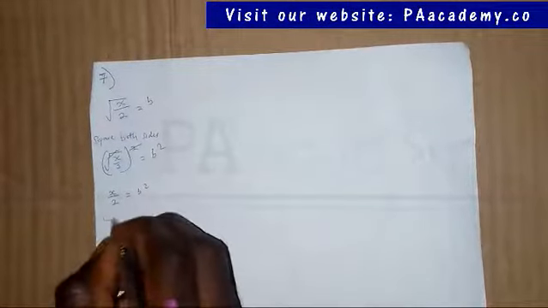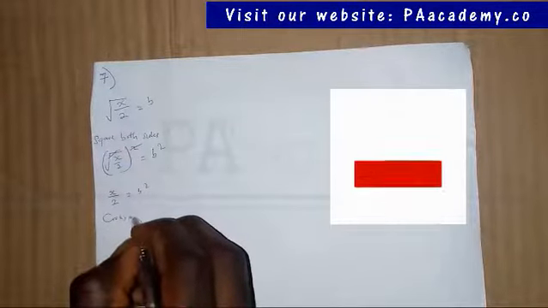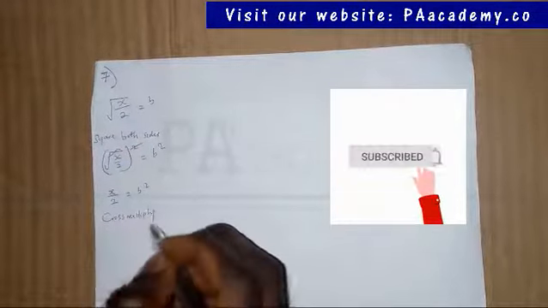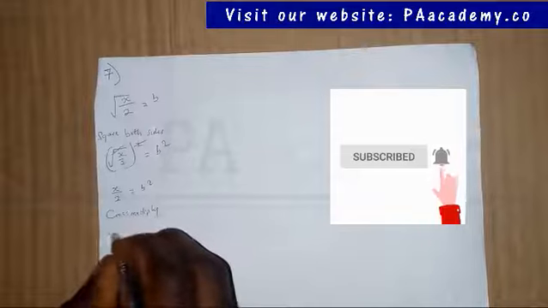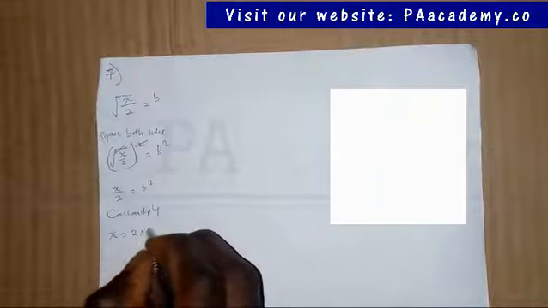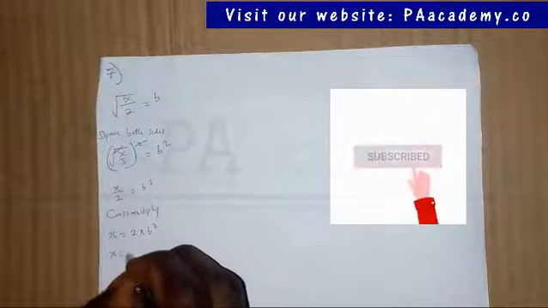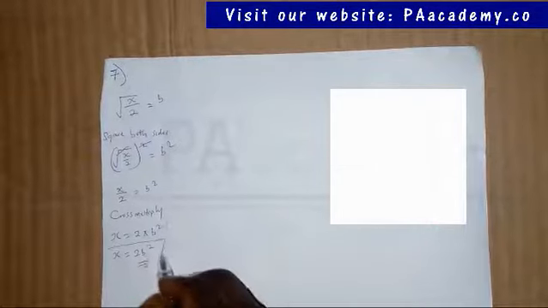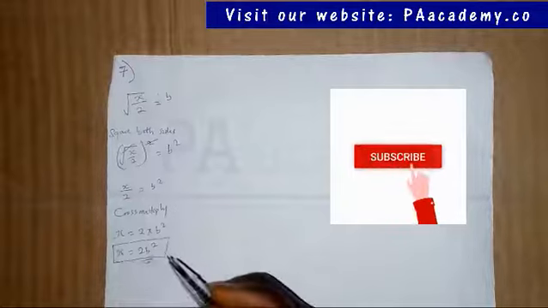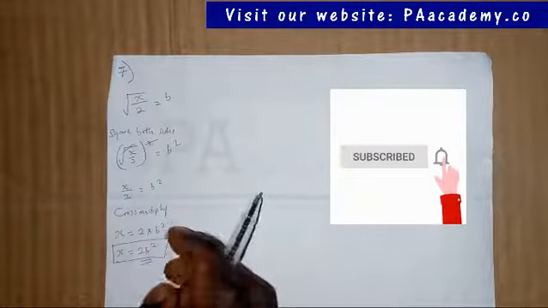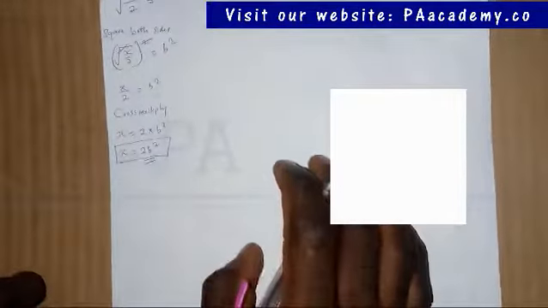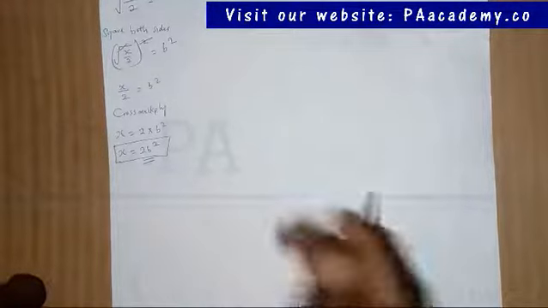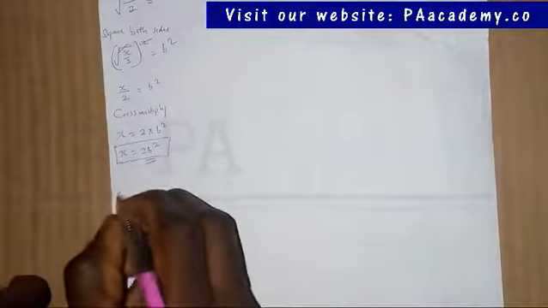By the time we cross multiply, that means our x equals what? 2 times b squared. So x is equal to 2b squared, and this is the answer. It's a very simple one. Let me know if you're able to get the answer before looking at the solution. So let's look at another one, number 8.